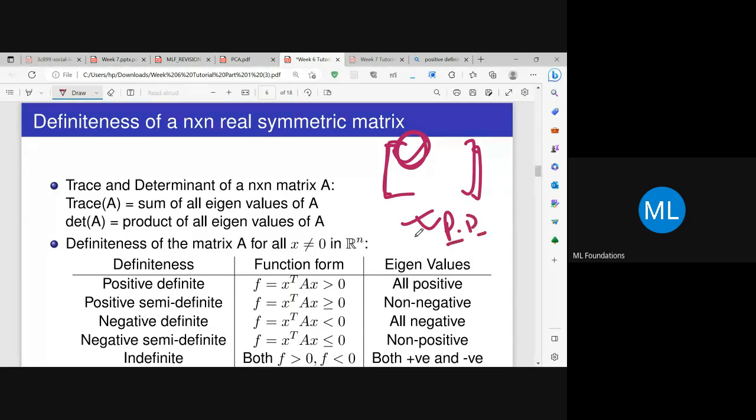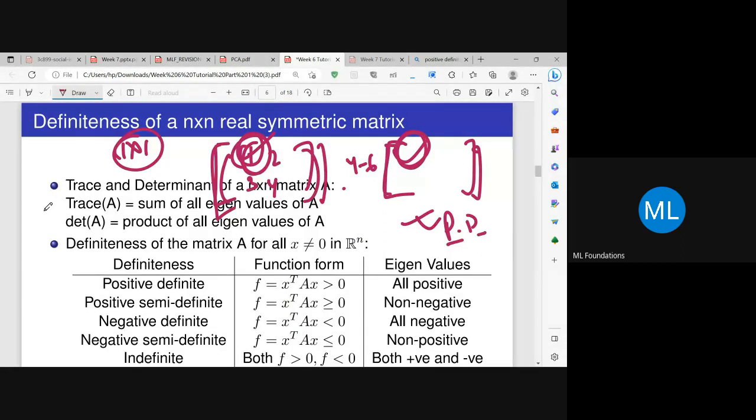Somebody is asking something: could you repeat the last one? Okay. If you have a 2 cross 2 matrix like 1, 2, 3, 4, you will be checking the first 1 cross 1 term. If this is positive, you need to check the determinant. If that determinant is also positive, you can directly say it's positive definite. Like here, it is 4 minus 6, so this is negative. So it's not positive definite. Correct?